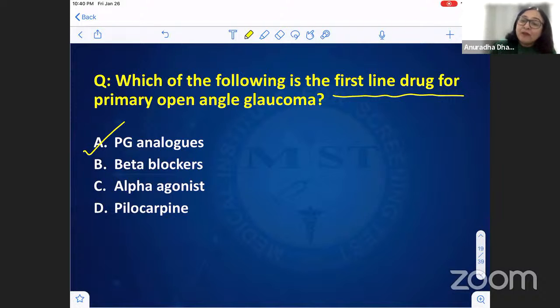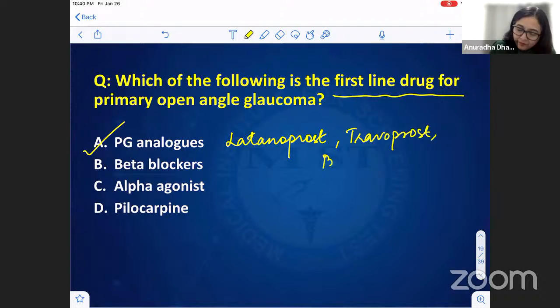We have many drugs in this category. We have latanoprost, we have travoprost, we have bimatoprost. Okay, so all these prostaglandin analogs can be used as the first drug to be started in a primary open angle glaucoma patient, to control intraocular pressure. Supposedly, the pressure is not controlled by one drug, then we add another drug, then we call it a second line drug.